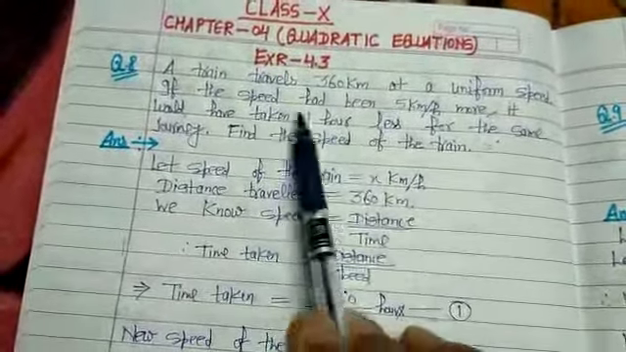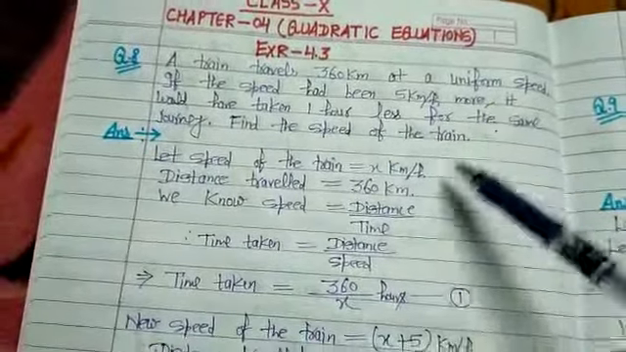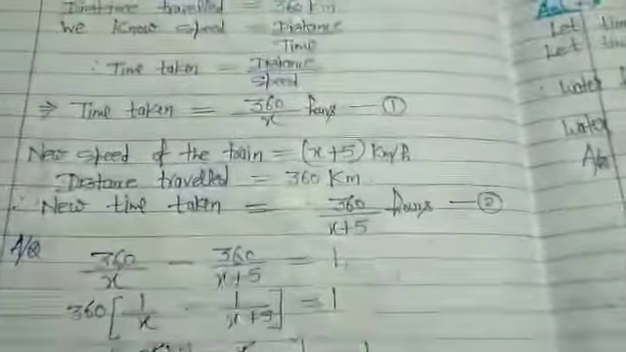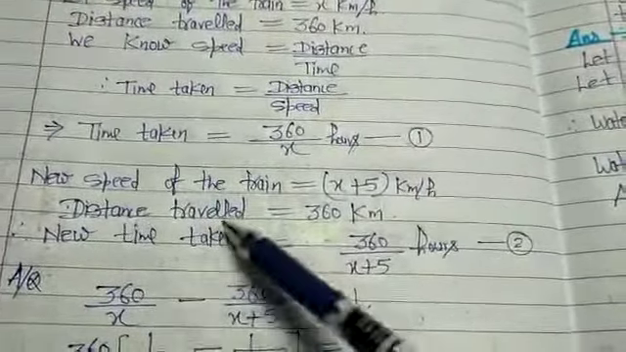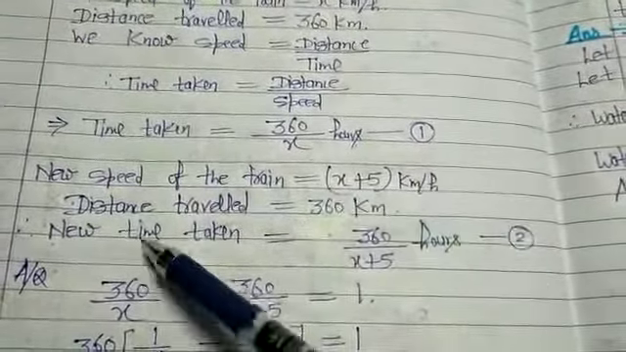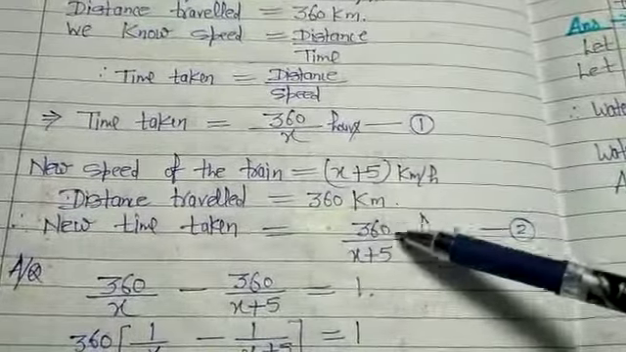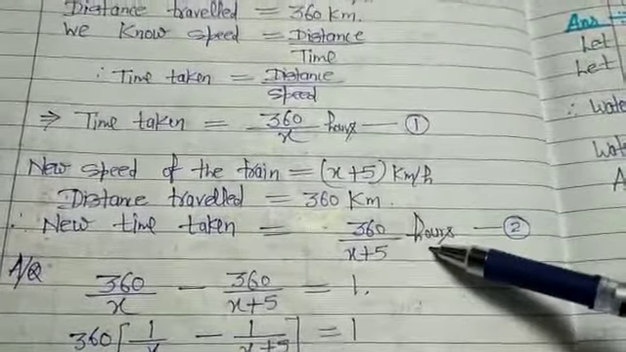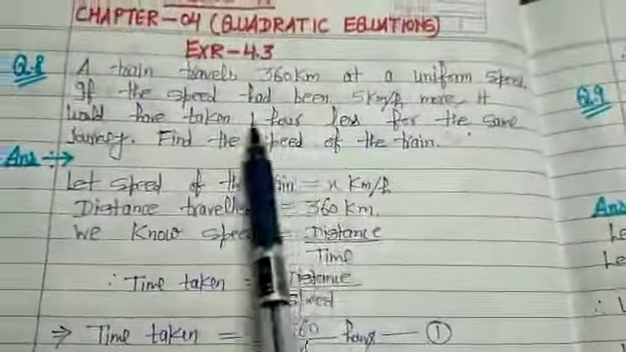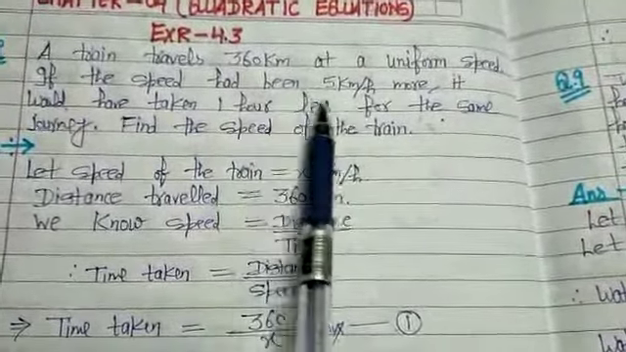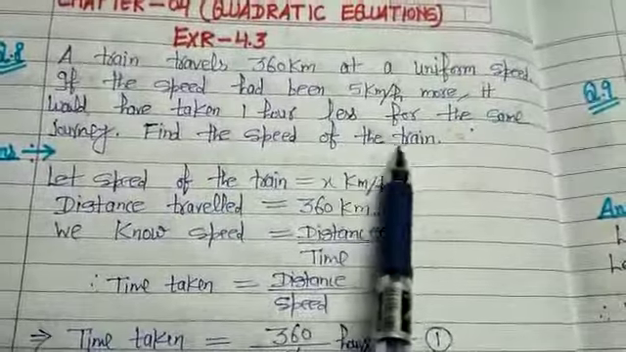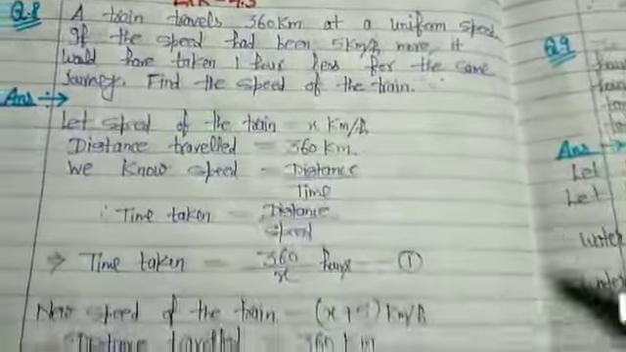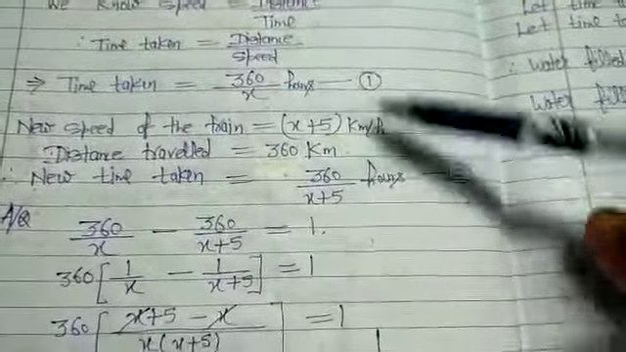It is given in the question, if the speed had been 5 km per hour more, so now the new speed of the train is x plus 5 km per hour. Distance traveled is the same, 360. Therefore new time taken is 360 upon x plus 5 hours. Now it is given that it would have taken 1 hour less for the same journey. It means the time difference between these two time taken is 1 hour.